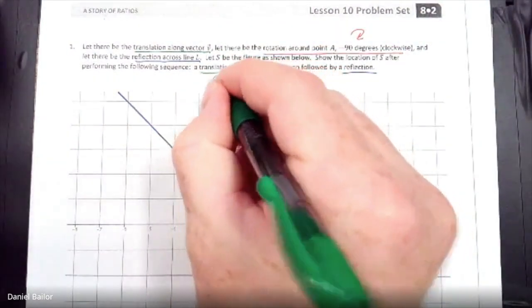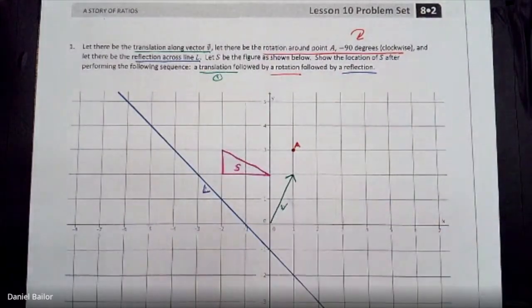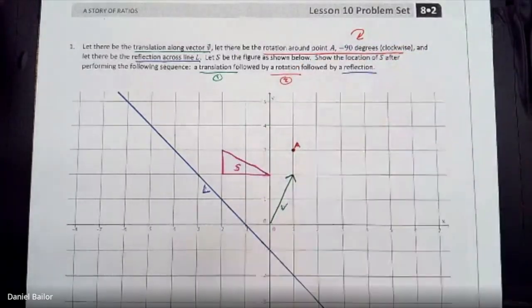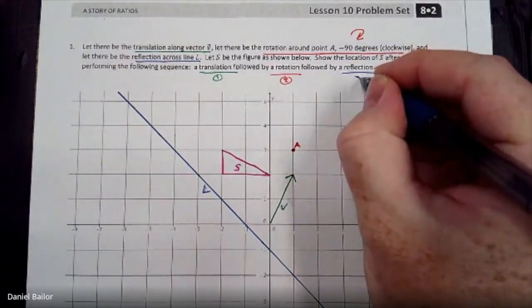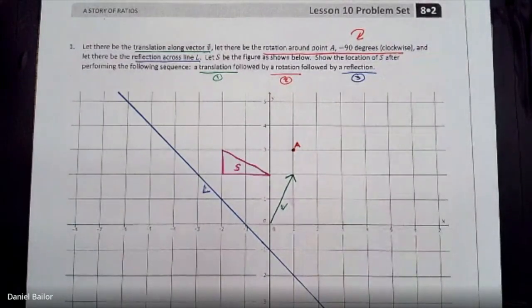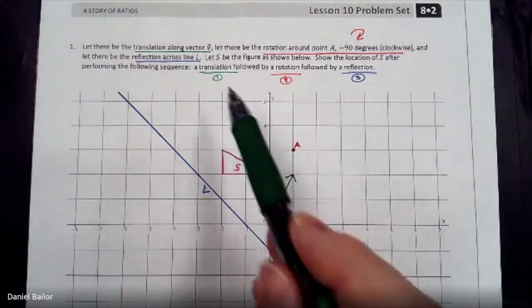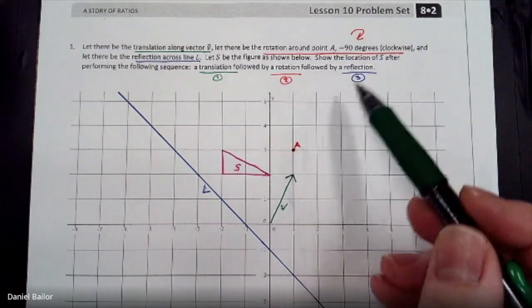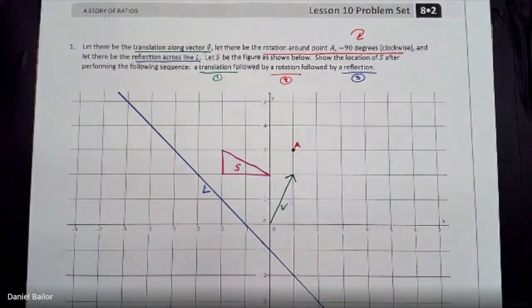Do the translation using vector v first. Then you do the rotation around point A. And the last thing you do is the reflection over line L. So you're going to do 3 different things, one after the other, so that your figure will be in the exact same place that my figure will be when you check your answers online. So do the translation with this vector, rotate negative 90 degrees around point A, and then reflect over line L and see what you get.